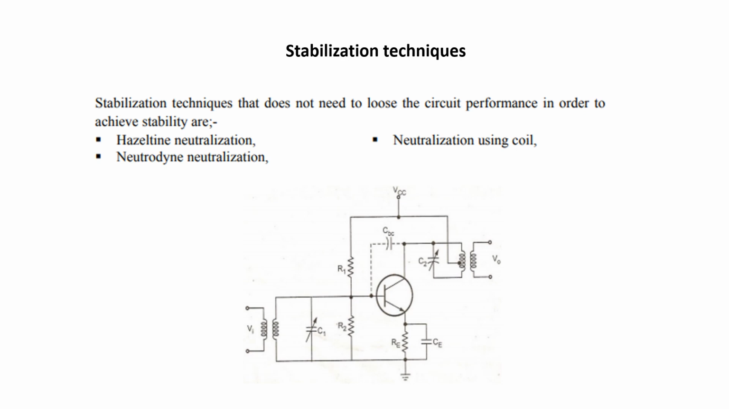Hazeltine introduced a circuit in which the troublesome effect of the collector to base capacitance of the transistor was neutralized by introducing a signal which cancels the signal coupled through the collector to base capacitance. He proved that neutralization can be achieved by deliberately feeding back a portion of the output signal to the input in such a way that it has the same amplitude as the unwanted feedback but the opposite phase.